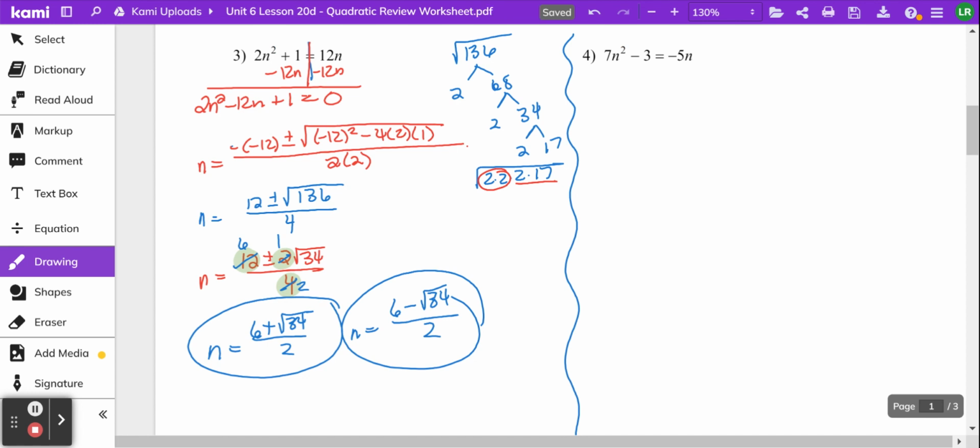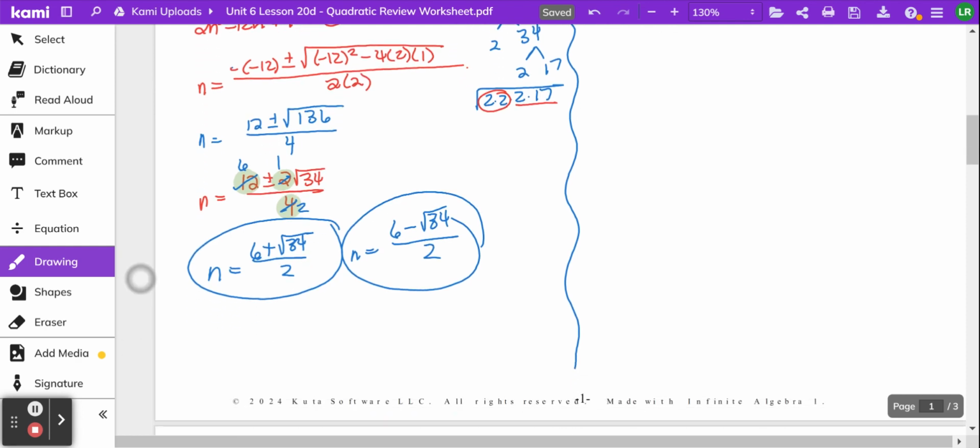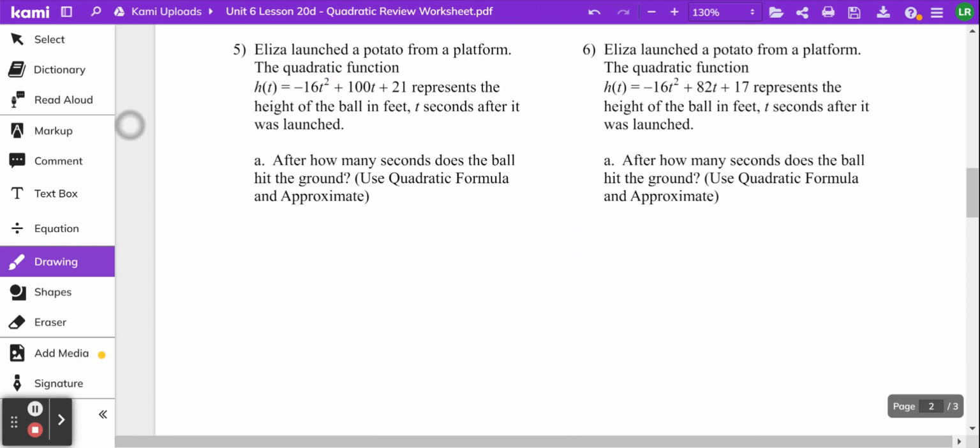Now, the last one that I want to go over is not number 4, but is number 5. Okay, so number 5 says, Eliza launched a potato from a platform. The quadratic function h of t equals negative 16t squared plus 100t plus 21 represents the height of the ball in feet t seconds after it's launched. We are answering the question, after how many seconds does the ball hit the ground? So remember, we're using the quadratic formula, and we are going to approximate.